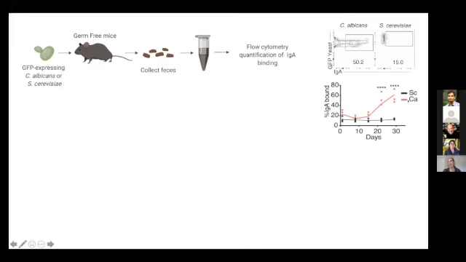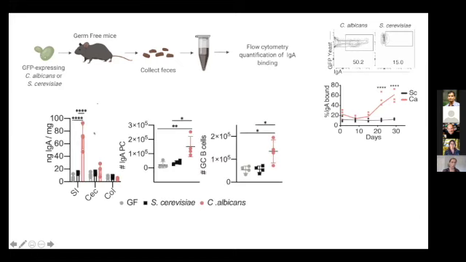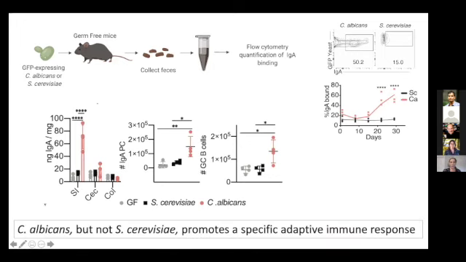We found that this IgA targeting of Candida was also associated with increased total IgA, particularly in the small intestine, in addition to increased colon IgA plasma cells and increased germinal center B cells in the Peyer's patches. In contrast, the Saccharomyces colonized mice looked immunologically very similar to germ-free mice. Together we concluded that Candida albicans, but not Saccharomyces cerevisiae, promotes a specific adaptive immune response during intestinal colonization. And so I focused on Candida to ask what impact these immune responses have on the host fungal interface.